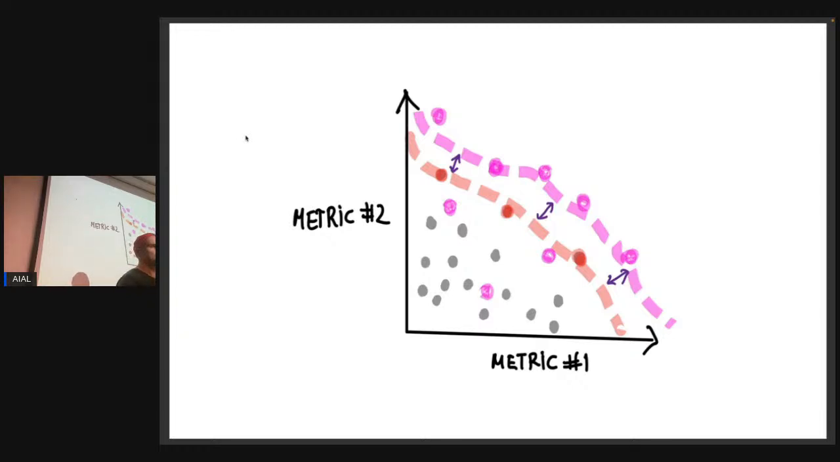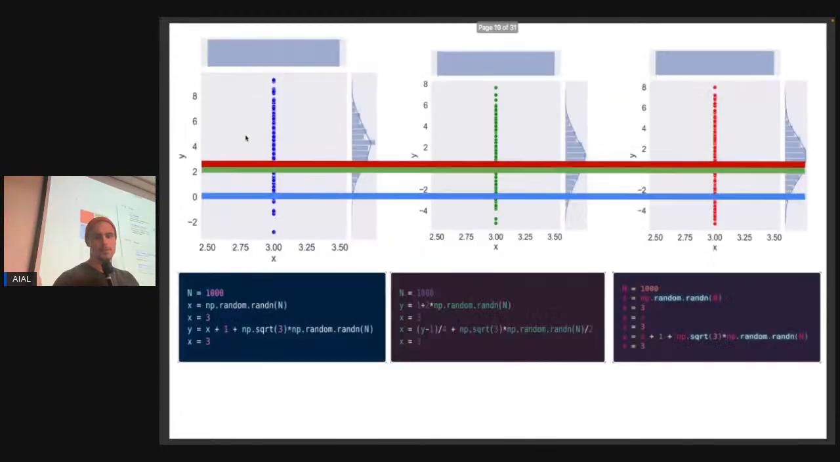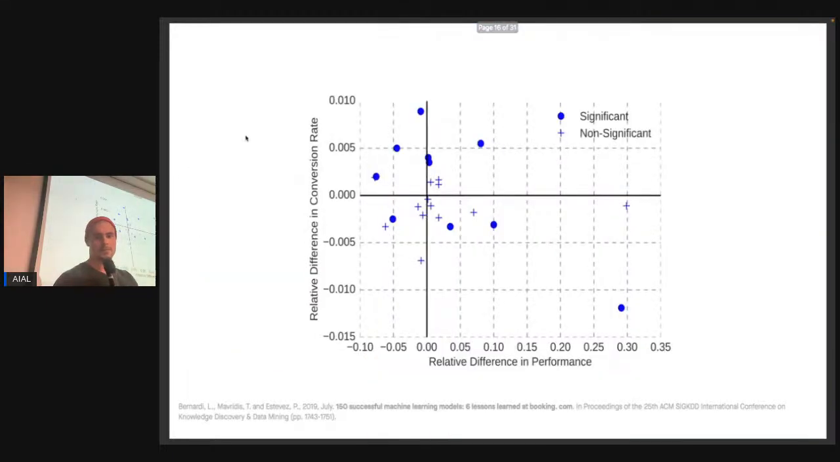Yes? Could you go back to the slide about the experiments and the correlation between offline and online metrics? I was curious, why would anyone run an A/B test there? They have a worse machine learning model.